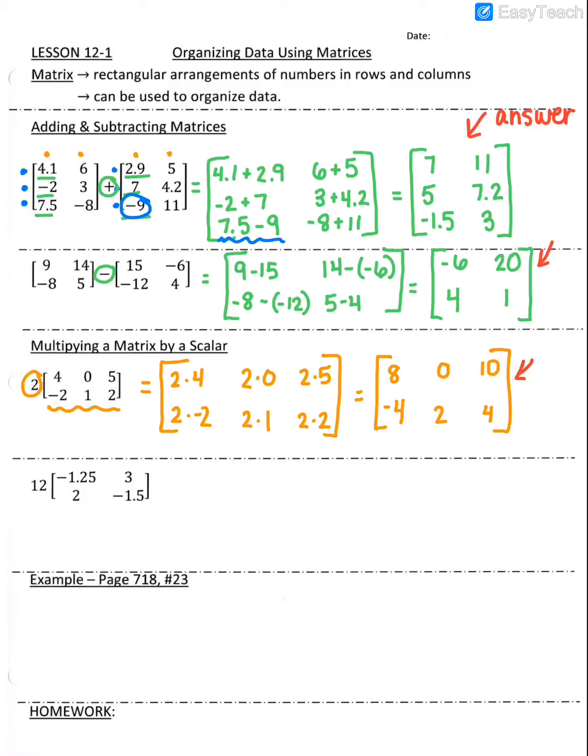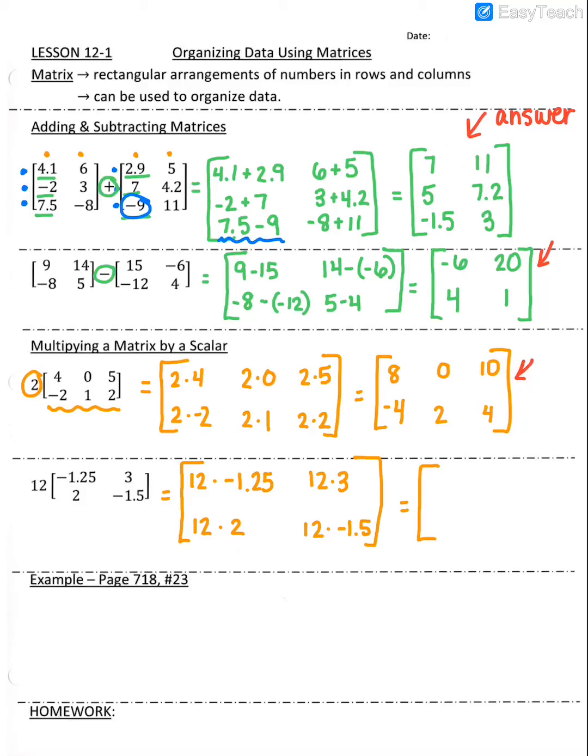So the last scalar multiplication example that we're going to do is this next one. We're going to do the exact same thing though. We're going to do 12 times negative 1.25, 12 times 2, then 12 times 3, and 12 times negative 1.5. So this one we're probably going to need our calculator for.